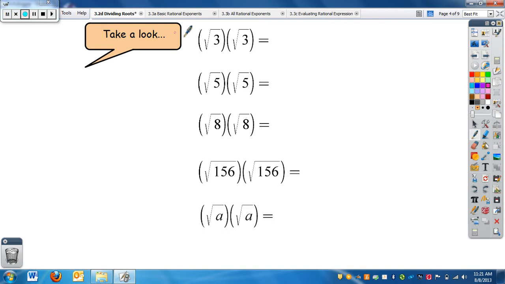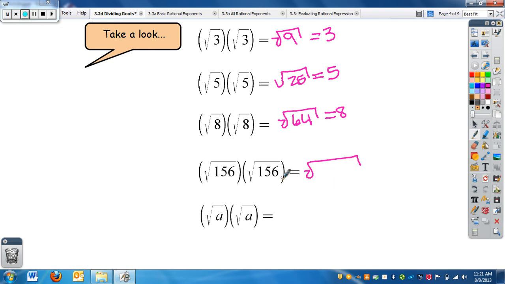Another thing I want to take a look at: if I have the square root of 3 times the square root of 3, that's the square root of 9, and we know the square root of 9 is 3. The square root of 5 times the square root of 5 is the square root of 25, and the square root of 25 is 5. The square root of 8 times the square root of 8 is the square root of 64, which is 8. Another way you could look at this is the square root of 156 times itself, and you can probably predict what's going to happen: it's the square root of 156 squared. And we learned in the first video, a square and a square root cancel each other out.